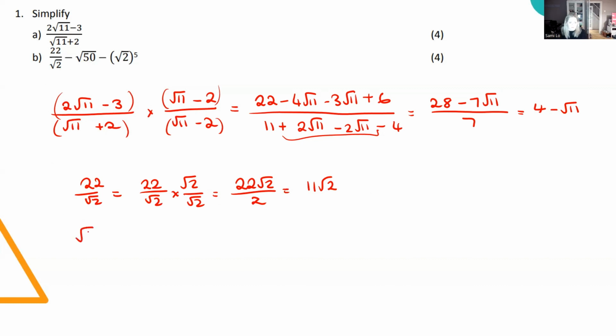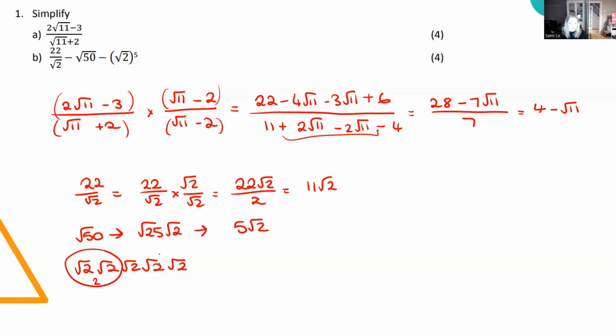Second one, we've got root 50. Think about what it splits into. So you should know it's root 25 is the square and root 2. And that's going to give us a 5 root 2 for that part. And then the last one, we've got root 2 to the power 5. And this is essentially me writing this, a little bit long-winded. There you go. These are going to create 2. These are going to create 2. And that's on its own. So it's just going to be 4 root 2.